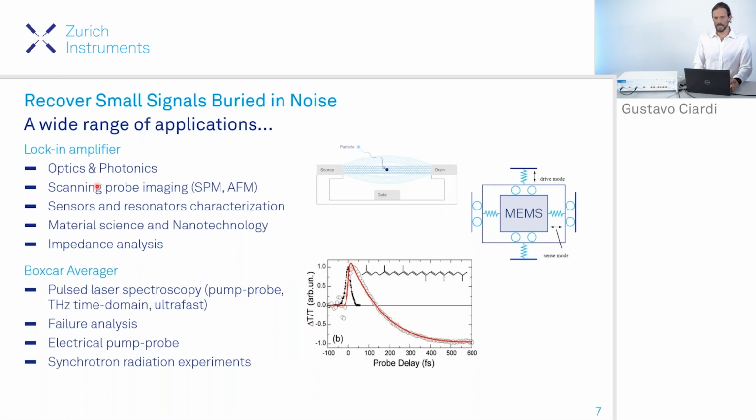Today, the focus will be mostly on optics and photonics applications, but boxcar averagers and lock-in amplifiers serve a large variety of applications, from scanning probe imaging, material science, electrical pump-probe, to failure analysis. Generally, when the aim is to measure very small signals buried in the noise, lock-in amplifiers or boxcar averagers can be very beneficial to extract good quality signals.